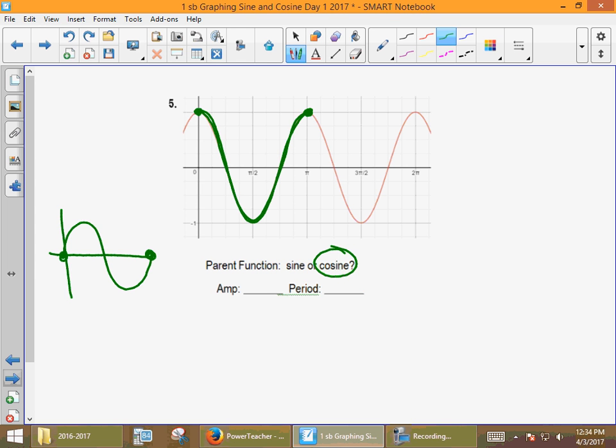Amplitude here, 1. And then period is just how long it takes to make one full cycle. So in this case, we started at the high point, we got back at the high point at pi.